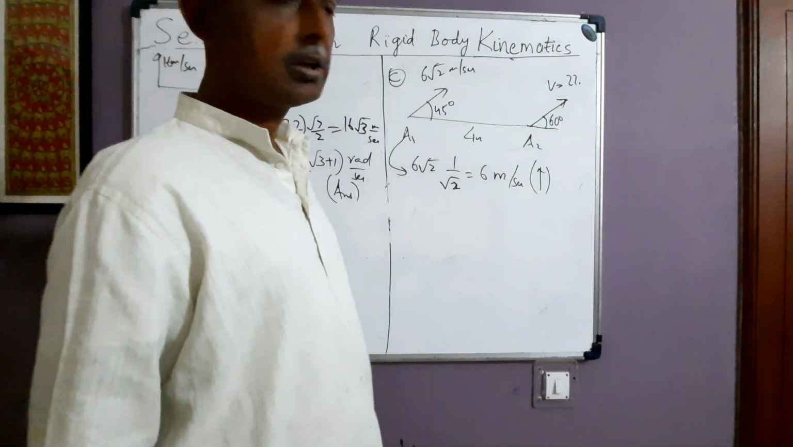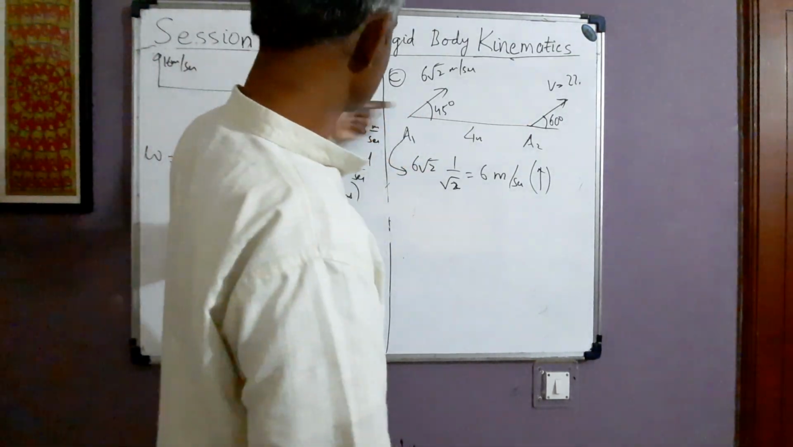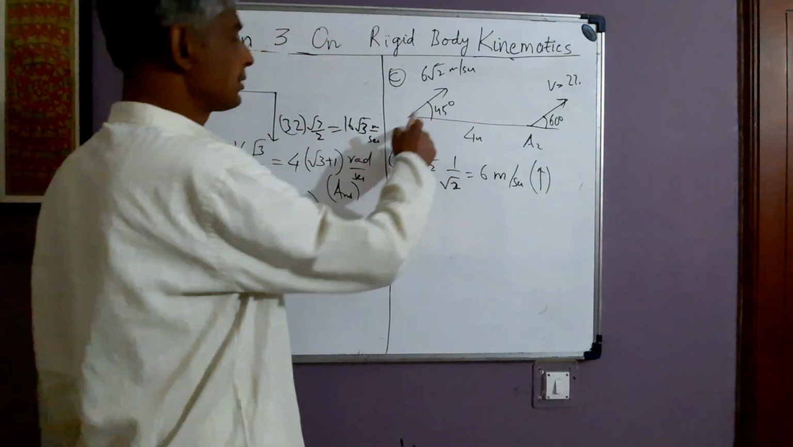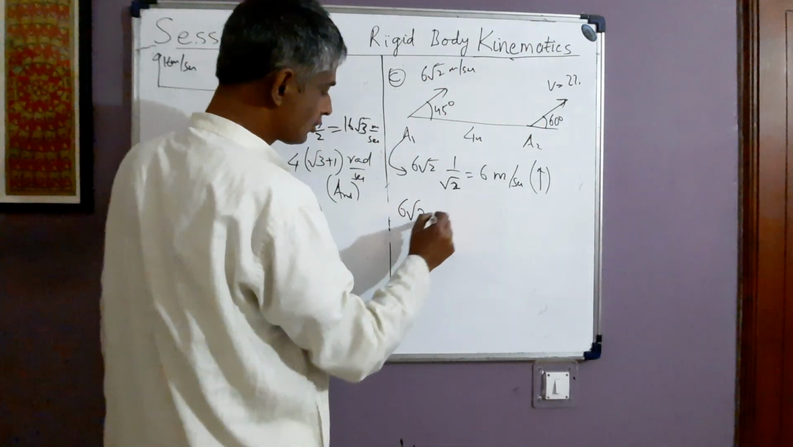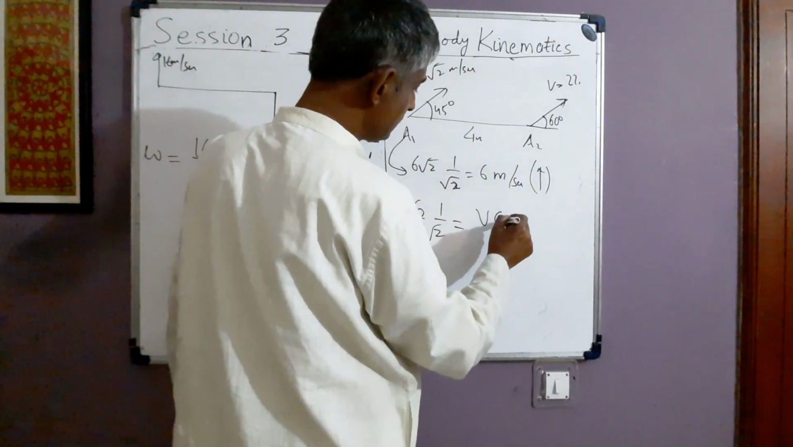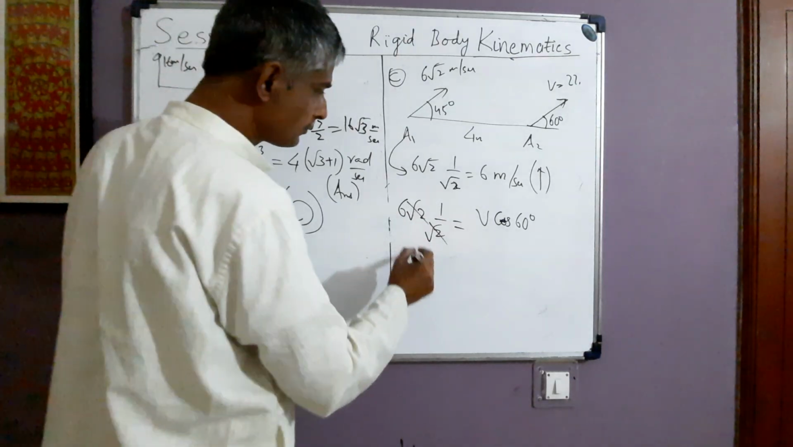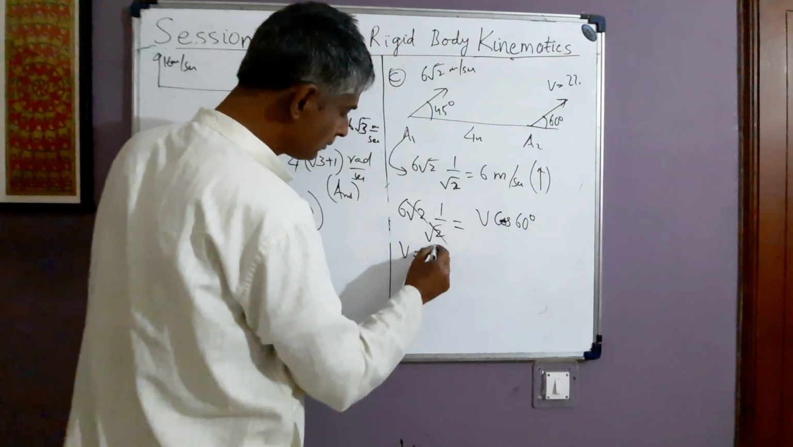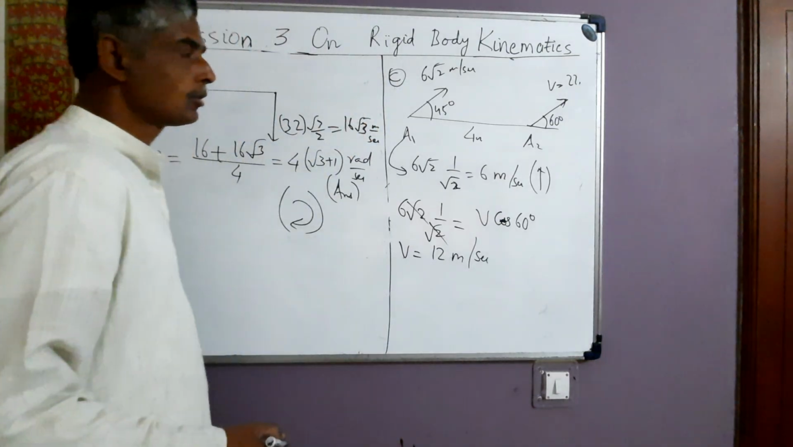A1, A2 is a rigid body, so distance between A1 and A2 is constant. So component of velocities of A1 and A2 along this rod must be equal. So component of velocity of A1 along this direction is 6 root 2 cos 45 degree. Cos 45 degree is simply 1 by root 2. That is same as V cos 60 degree. This root 2 cancels out. Cos 60 becomes half. V becomes 12 meter per second. Okay.